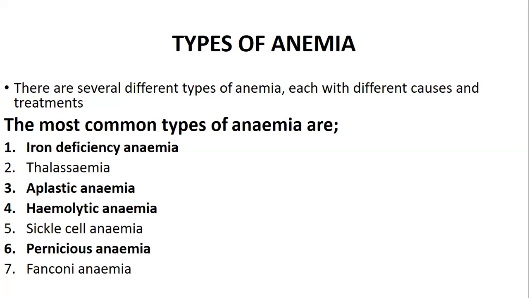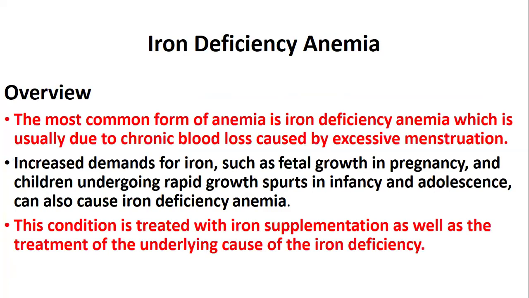The most common types of anemia are iron deficiency anemia, aplastic anemia, hemolytic anemia, as well as pernicious anemia. So these are the most common ones. We also have those that are rarely seen, such as thalassemia, as well as Fanconi anemia. Sickle cell anemia is also among the common types of anemia that we see around. So let's get into each one of them.